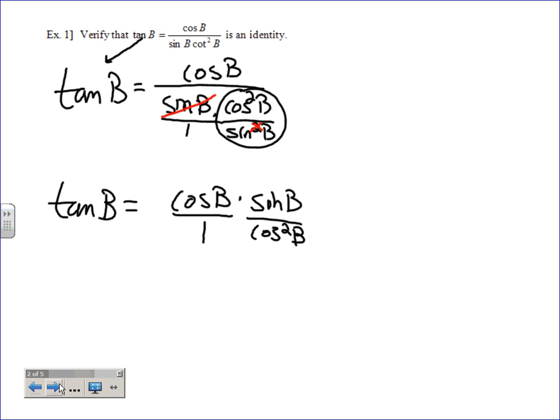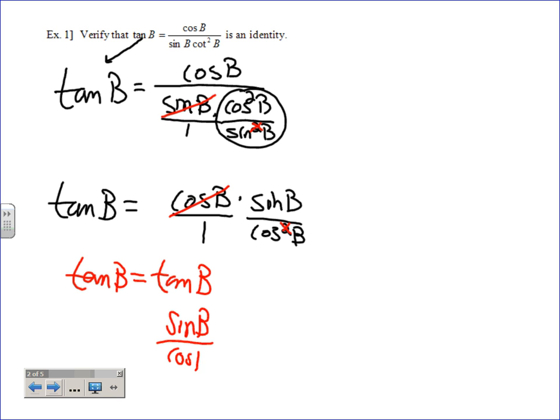Cancel what? This one here? With the 2. And now you have actually 2 options of how to finish this one. Because when you're done, you need both sides of the equation to say the exact same thing. So either you can do this, because what is sine of b over cosine of b? Tangent of b. Or what some people like to do is they leave the right side and they just change this side.